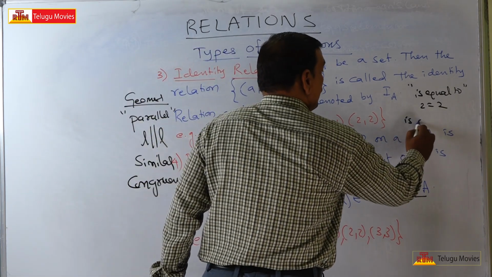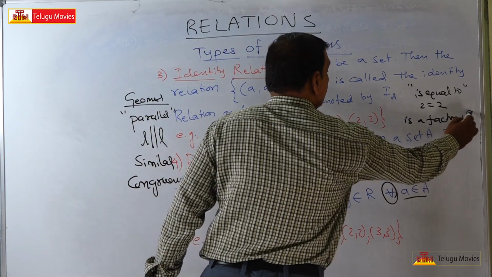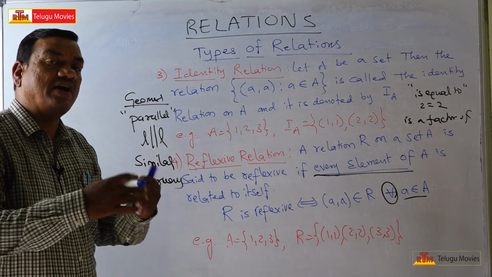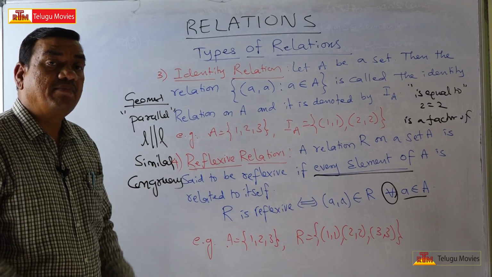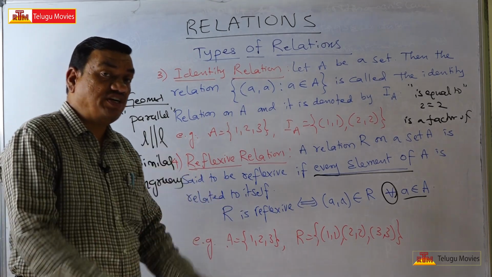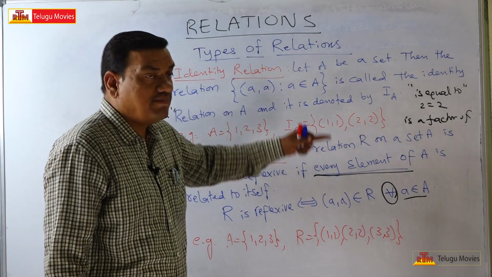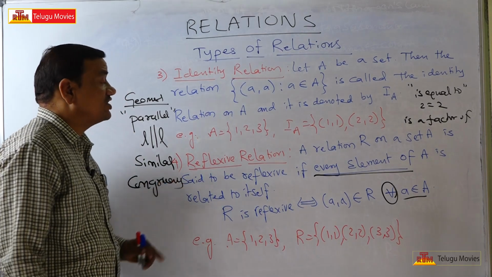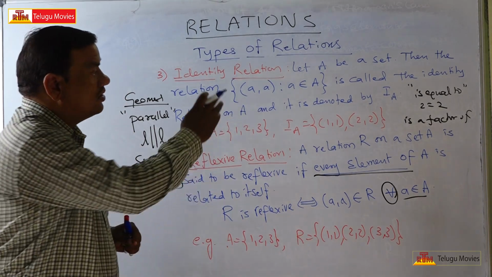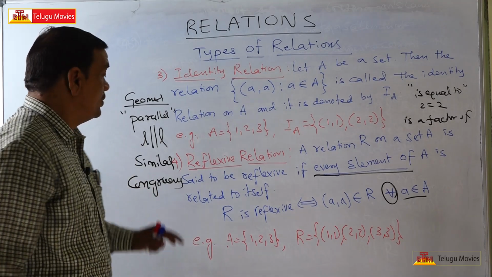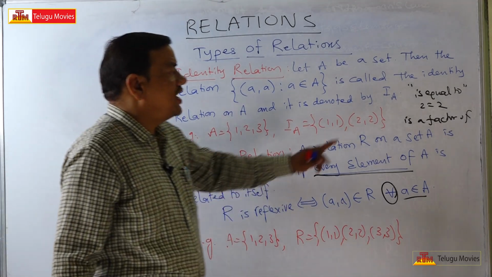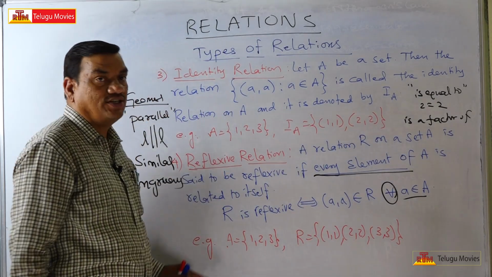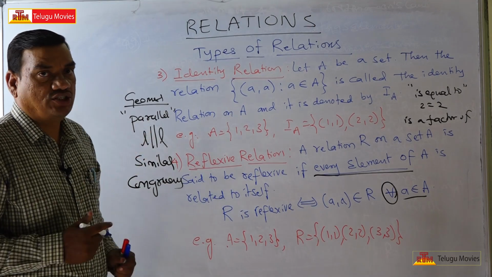Is a factor of: that means what? Every number is a factor of itself. 4 is a factor of 4. Is a multiple of: every number is a multiple of itself. That's why is a factor of, is a multiple of, is equal to, are all reflexive relations in the set of real numbers. Understand? So these are geometrical examples, and these are examples from number theory. Okay, now I hope you understand these two concepts. Let us see the next thing.